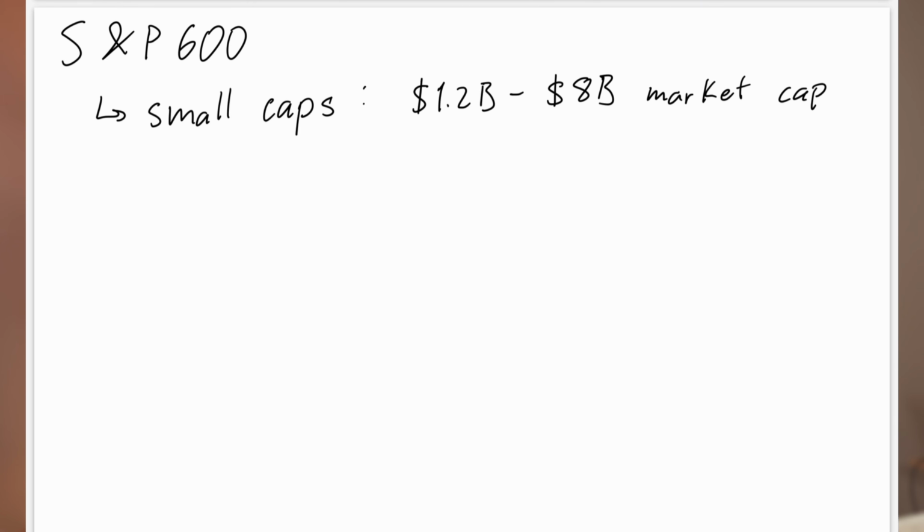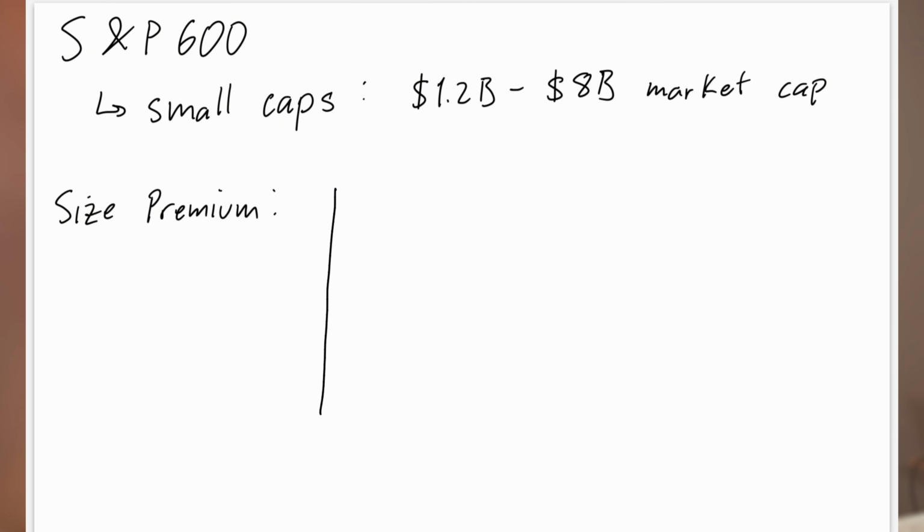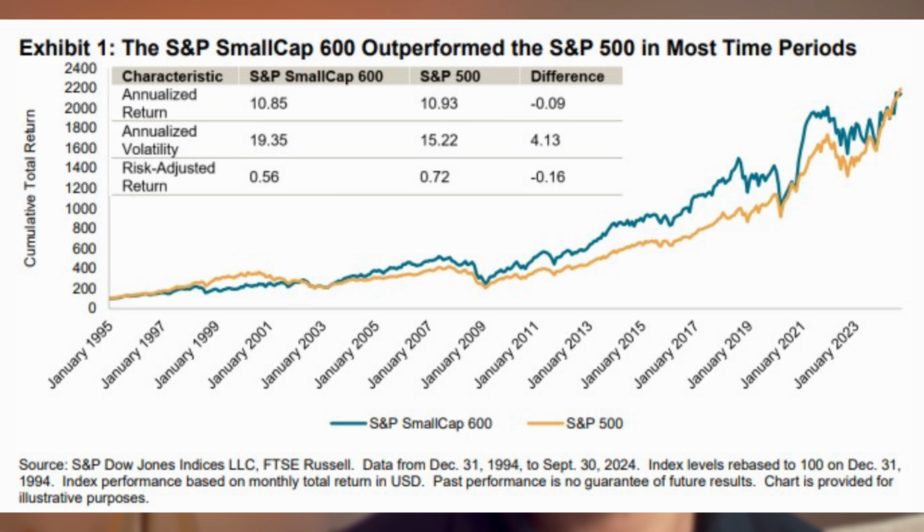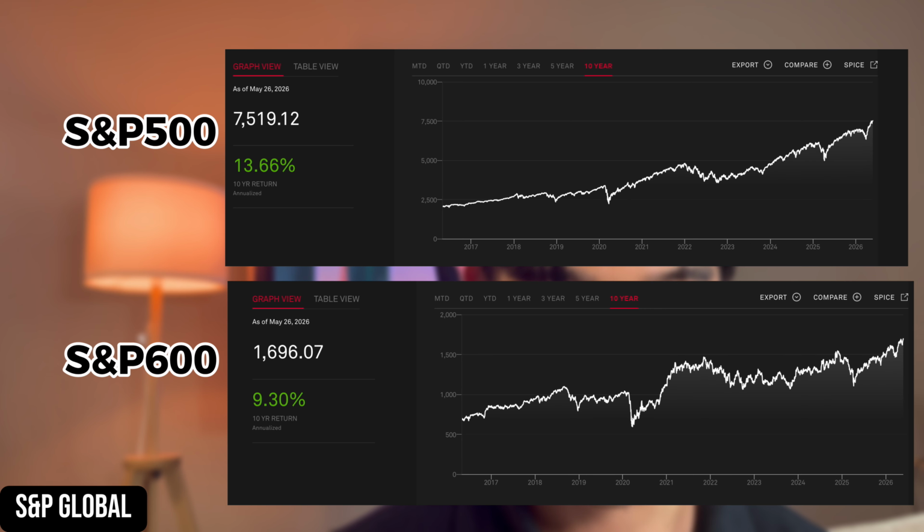Historically, smaller companies have commanded what economists call a size premium, the idea that smaller companies have more room to grow, and investors demand higher returns to compensate for the higher risk. This effect is seen when comparing the returns of the S&P 500 versus the S&P 600 over the long run. However, it's important to note that returns over the last decade have largely favored large caps over small caps.